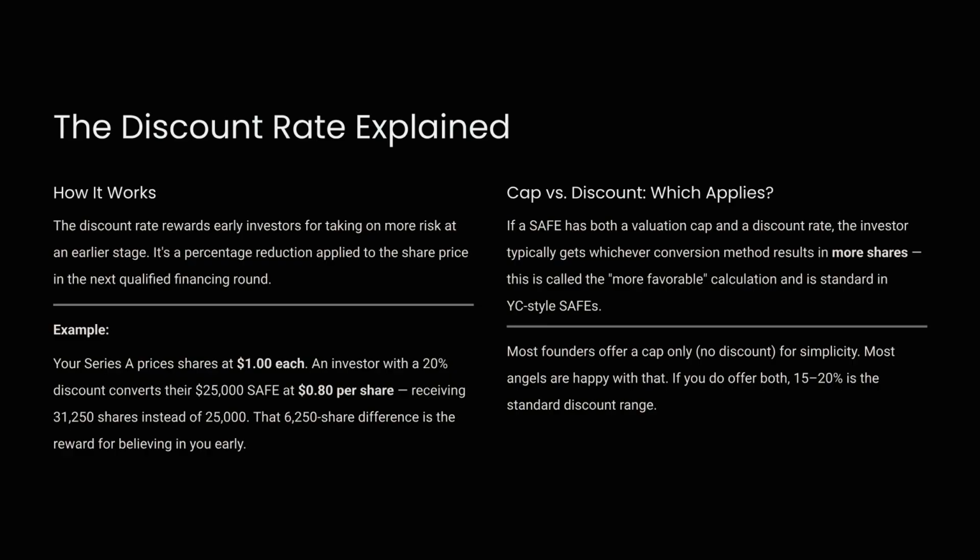The discount rate rewards early investors for risk by reducing the next round's share price, typically by 15 to 20%. If a SAFE has both a cap and a discount, the investor gets the "more favorable term," maximizing their shares. Most founders offer a cap only for simplicity.